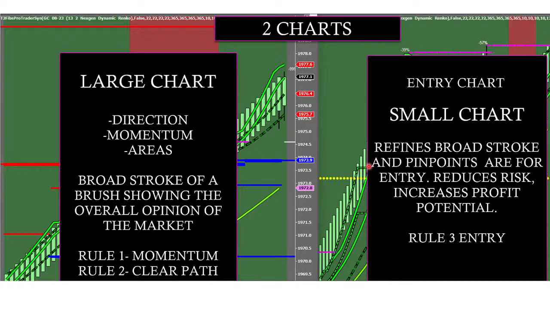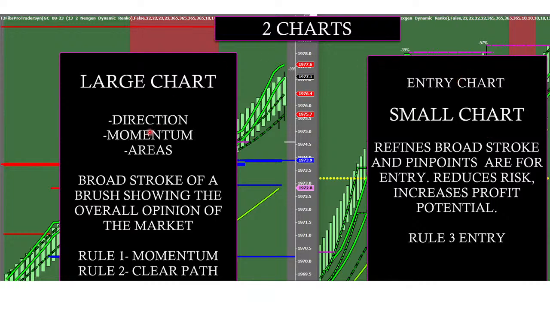And it's definitely an order of operations, guys. Your small chart refines that 1 bar on the large chart. It shows you the inner workings in the form of maybe 15 to 30 bars. And you're going to use that refinement process to pinpoint your entries, to reduce your risk, to maximize your profit potential. So in the beginning, rule number 3 is just an entry rule. And this small chart is nothing more than an entry chart.